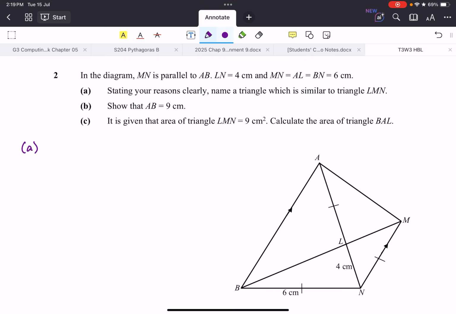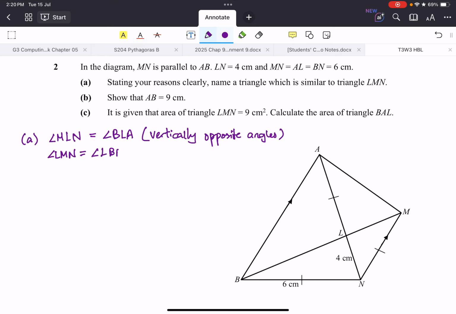So we can say that angle MLN is equals to angle BLA, and this is your vertically opposite angles. And the other one that we can say will be angle LMN. Angle LMN is going to be equals to angle LBA, and that will be alternate angles.